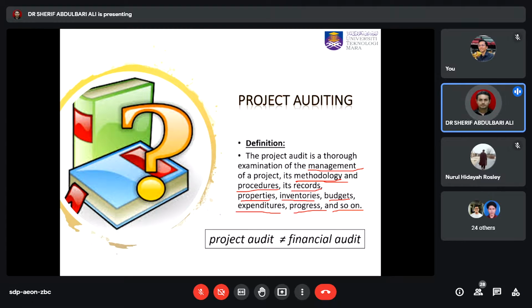But you need to keep in mind, most people think that when it's an audit, it means I need to only look for the financial audit. Actually, project auditing looks at all those aspects, even including the financial audit.